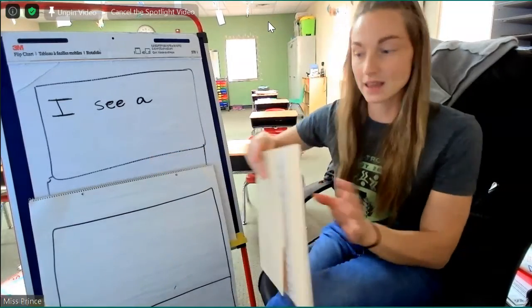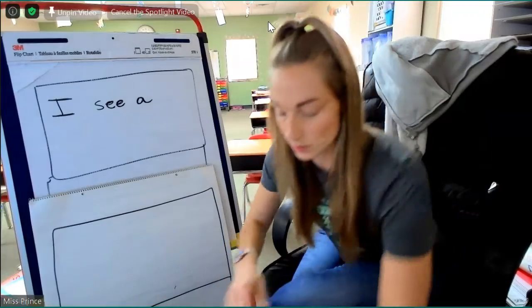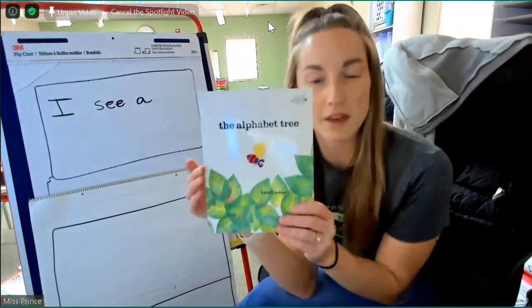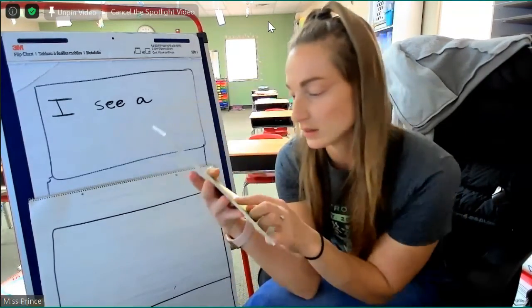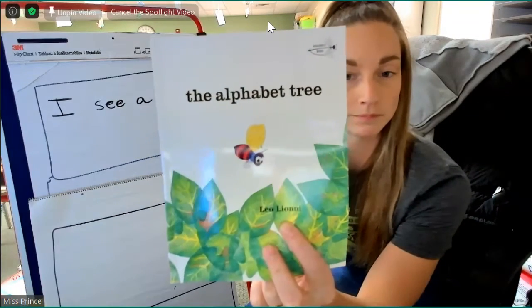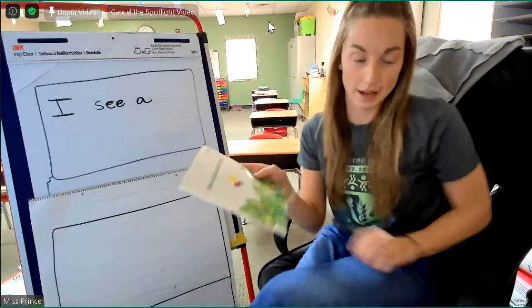So today, I'm going to read you a story about the alphabet, and it's called The Alphabet Tree, and it's by Leo Lionni. Okay.